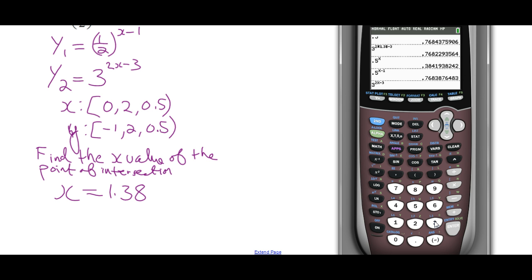Are they going to come out exactly the same? Yeah. Okay. So when you're using the unrounded value, you're going to get exactly the same. If you're rounding, they're going to be close. Okay. In this case, close was at least to the nearest thousandth.